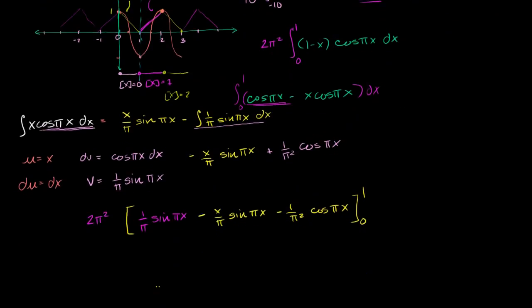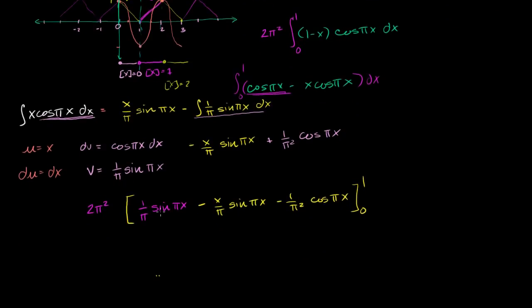So let's evaluate this. So the first thing, we're going to have 1 over pi sine of 1 pi. Sine of 1 pi is 0. So you have 0 minus 1 over pi times sine of 1 pi again. That's again 0. Minus 1 over pi squared cosine of pi. Cosine of pi is negative 1. Negative 1 times negative 1 over pi squared is plus 1 over pi squared. So we've evaluated it at 1. And from that, we want to subtract it evaluated at 0.